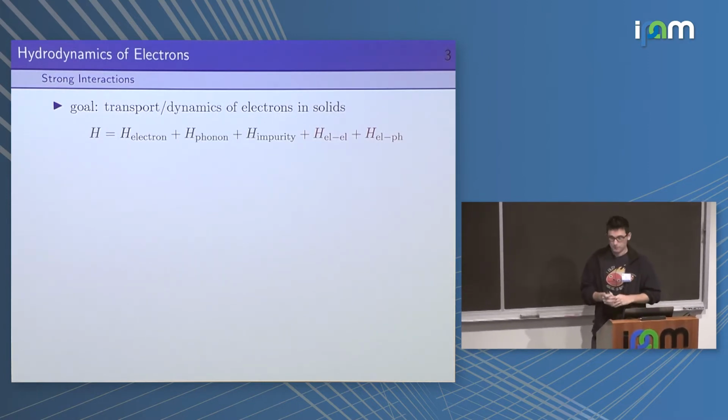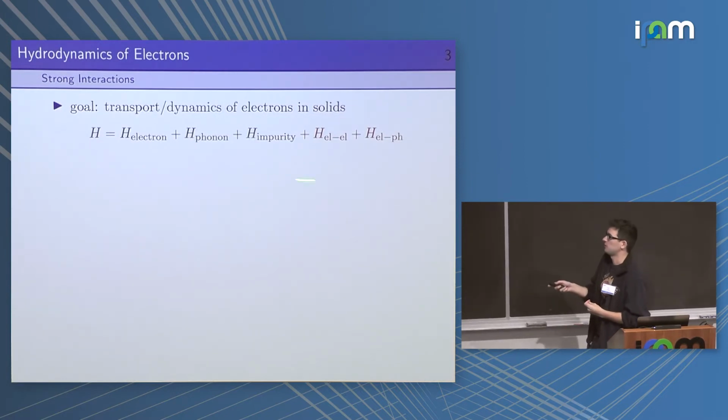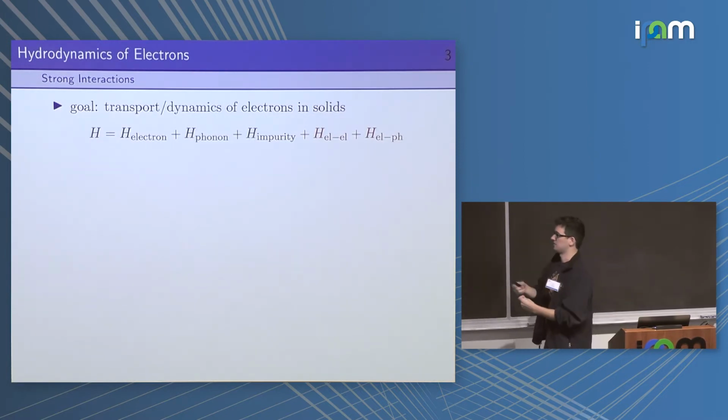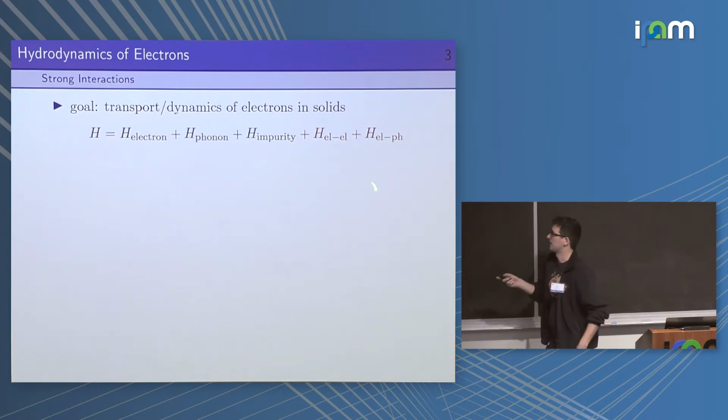So, microscopically, we're studying many-body quantum systems, and they have a Hamiltonian which is kind of obnoxious. It has a lot of different terms in it microscopically. These terms in black are non-interacting physics. So let's say we have some electrons, and they have kinetic energy as they hop through the lattice. So that's this H electron. The lattice itself could be vibrating. That's H phonon. We might have some impurities for either electrons or phonons to scatter off of. That's this H impurity.